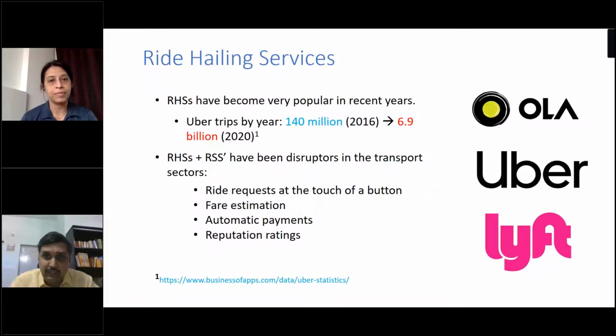The ride-hailing services, which I abbreviate as RHS, and also ride-sharing services, which I abbreviate as RSS. A ride-sharing service, for instance, you can think of Ola Share or Uber Share. So there have been disruptors in the transport sector. What are the features that could have caused this disruption? It's mainly because ride requests are available at the touch of a button, and they also provide fare estimation, automatic payments, and reputation ratings. These things have made these services very popular.